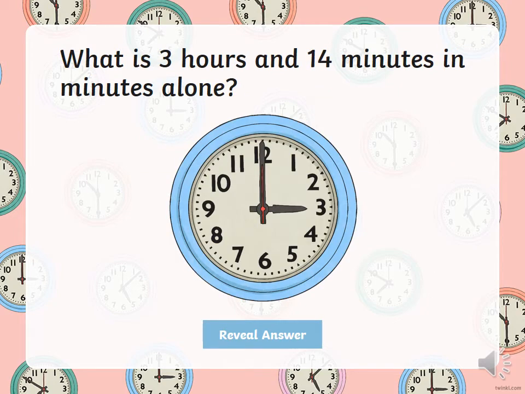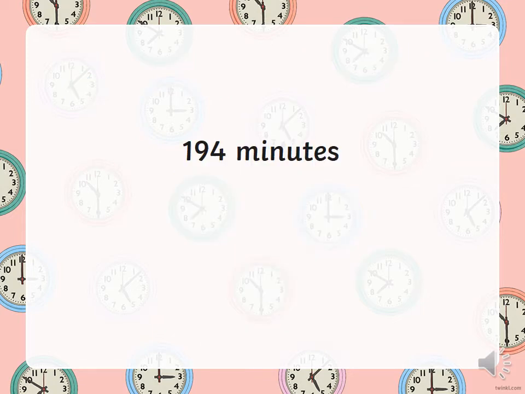What is 3 hours and 14 minutes in minutes alone? So 3 hours is 3 times something plus the 14 minutes. Pause the video, work it out before I reveal the answer. The answer is 194 minutes. I do 3 times 60, which is 180, plus the 14.